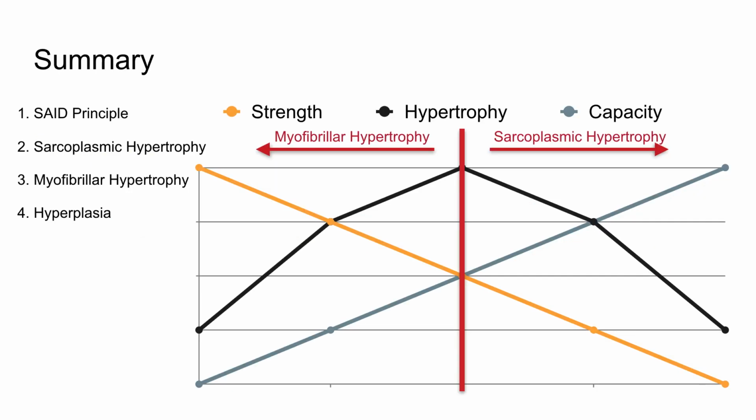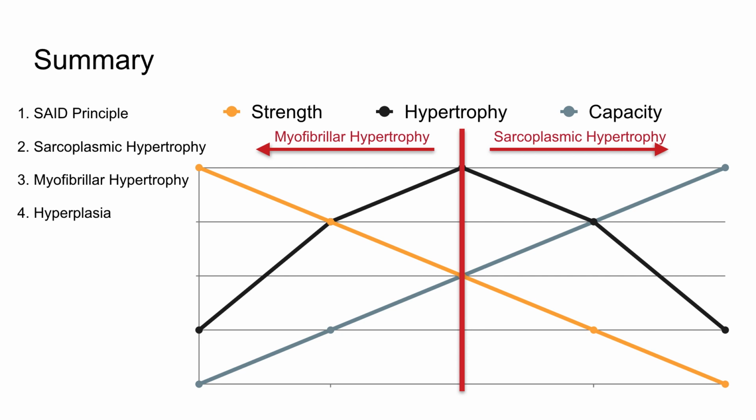So let's perform a quick review of the science of hypertrophy. The SAID principle stands for specific adaptation to imposed demands and determines how a muscle will respond to exercise. Its principles allow us to differentiate between strength training, myofibrillar hypertrophy, sarcoplasmic hypertrophy, and endurance. Sarcoplasmic hypertrophy is simply an increase in storage capacity via an increased volume of sarcoplasmic fluid. Myofibrillar hypertrophy is an increase in the actual myofibrillar proteins.